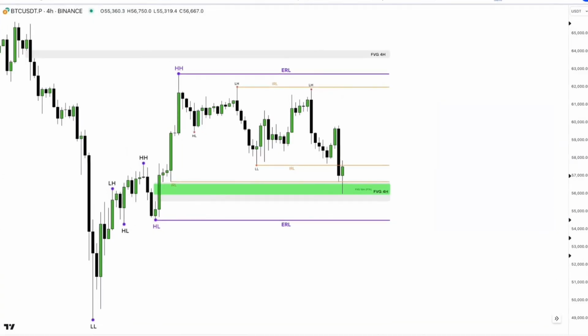We're back on the 4-hour time frame, and now we'll look at 2 opportunities to open a long position. One will be aggressive and the other conservative. The first option is quite simple.